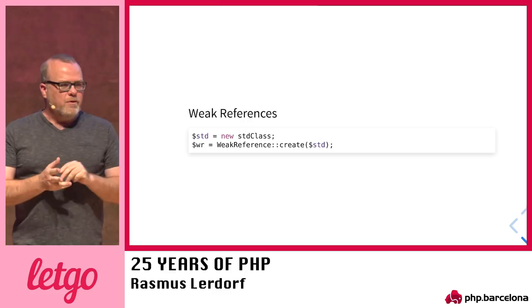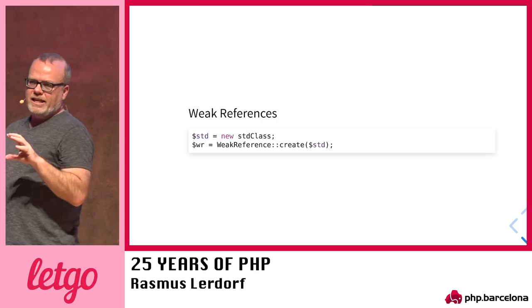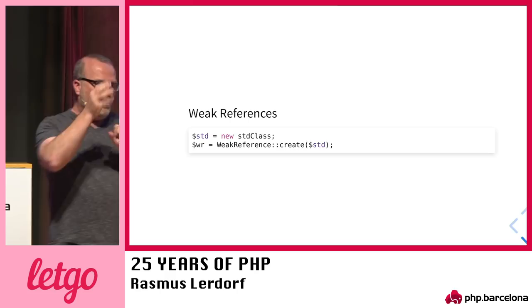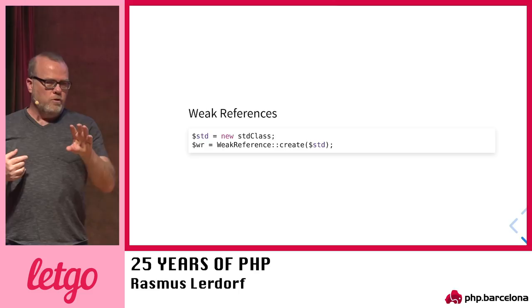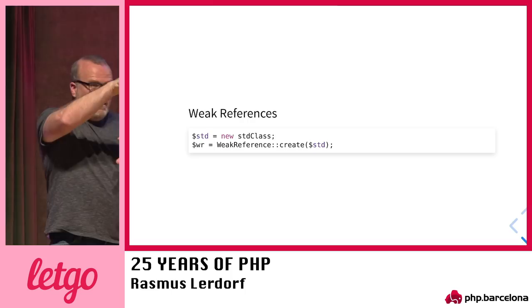If you have some kind of cache layer, it becomes problematic sometimes that every assignment has a reference. With a weak reference, you can do $a or $b equals $a without incrementing the reference count. So you can have sort of a shadow assignment, with $b being the same reference as $a, but without counting as an actual reference.